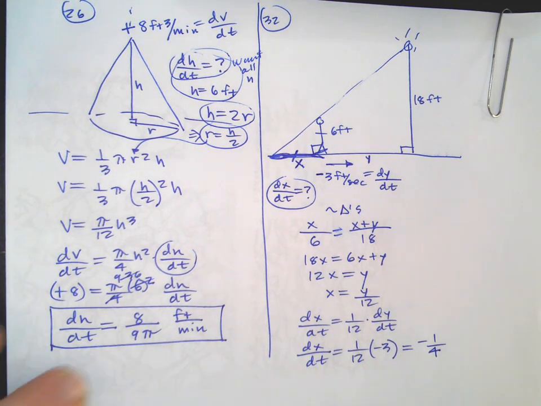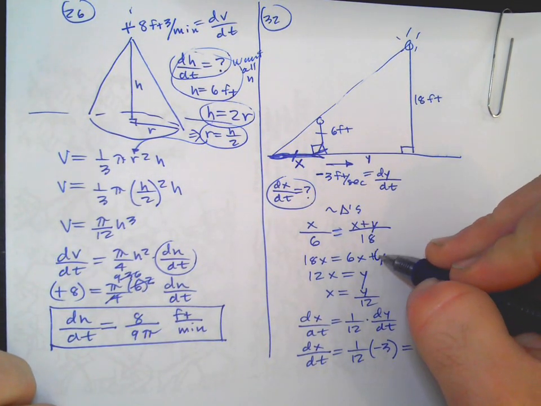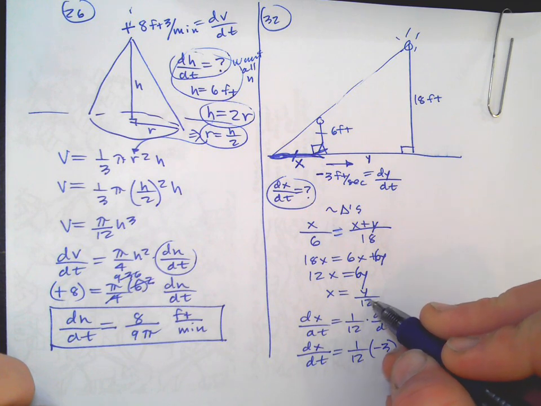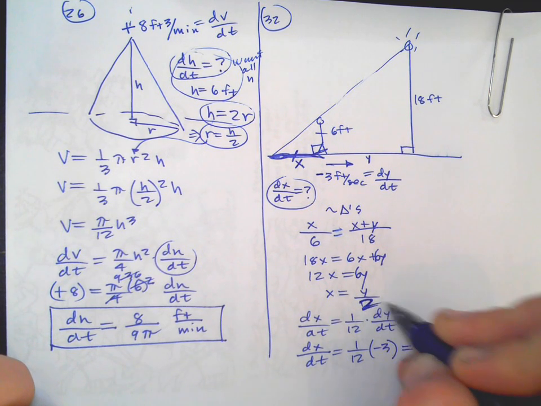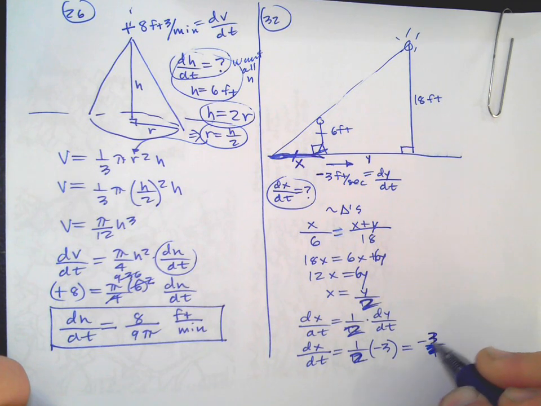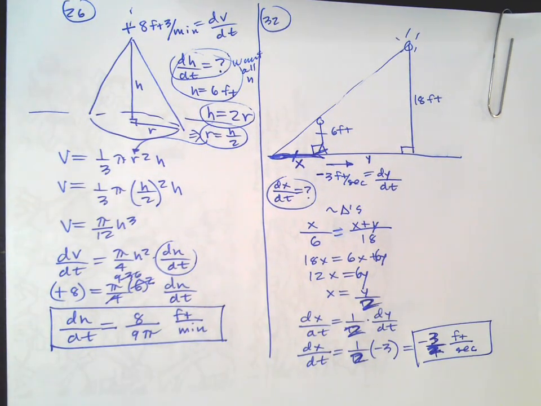The units, and did I make a mistake? Let's just double check. Let's see. For some reason, this isn't working out right now. So, oh shoot. This is supposed to have a 6 right here. All right. I forgot to distribute the 6. Okay, so this is y over 2. y over 2. This should be 2. That should be 2. So the answer is negative 3/2. And the units are feet per second. So that's our answer. Okay, negative 3/2 feet per second.